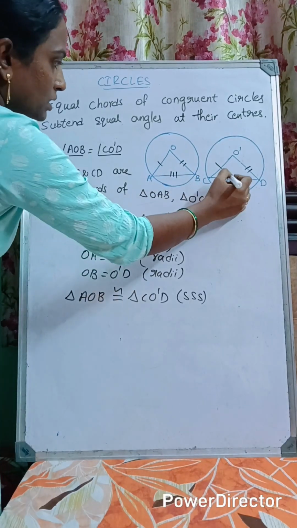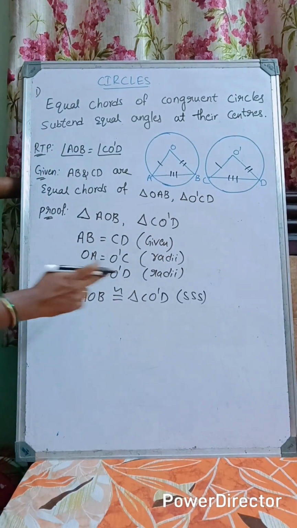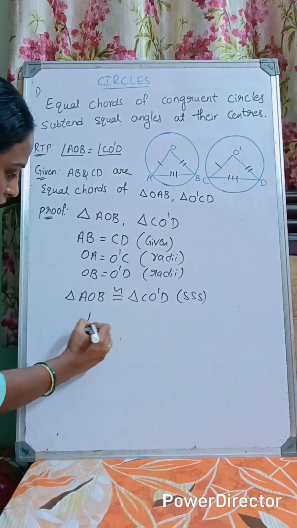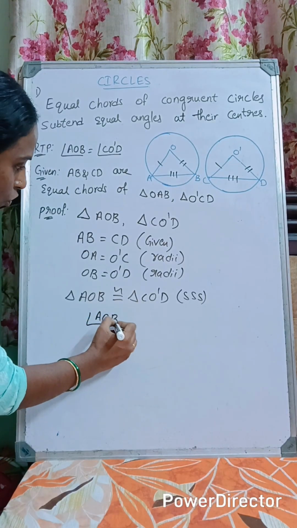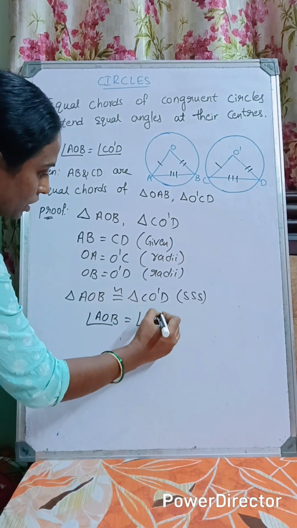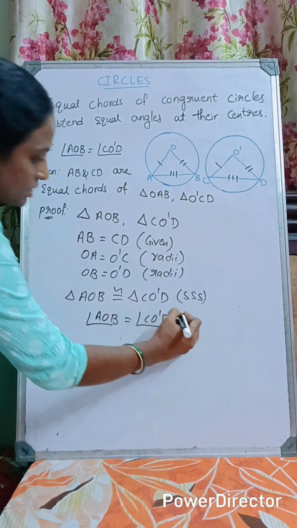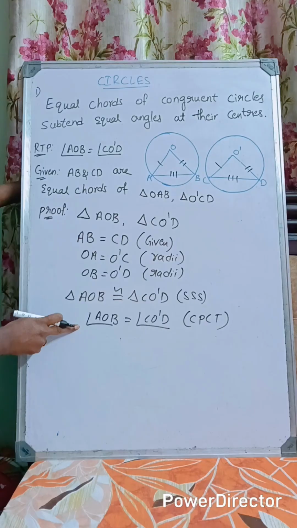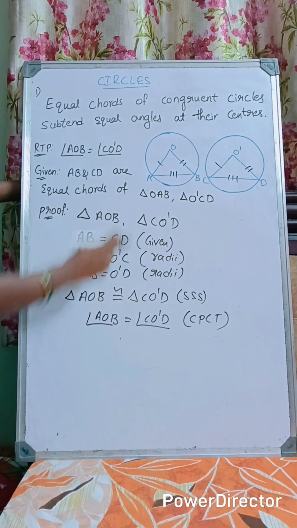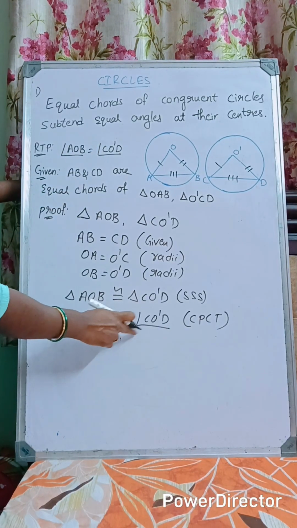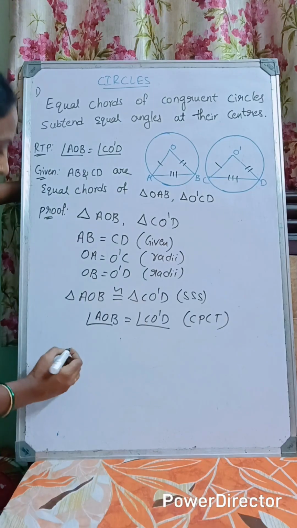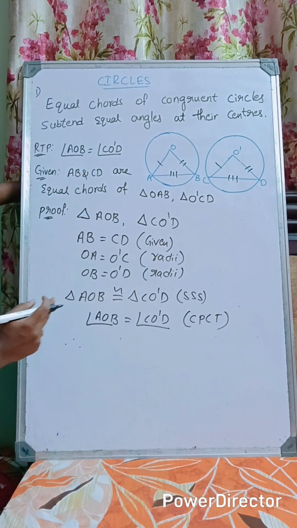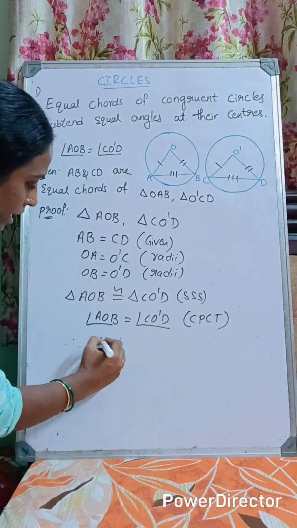So by this it is following the SSS congruency rule. Then from CPCT, what can we write? Angle AOB is equal to angle CO dash D by CPCT. Correct? What are we required to prove? Equal angles at the centers. Now, angle AOB is equal to angle CO dash D. So, therefore, we got what we are required to prove. Hence, proved.